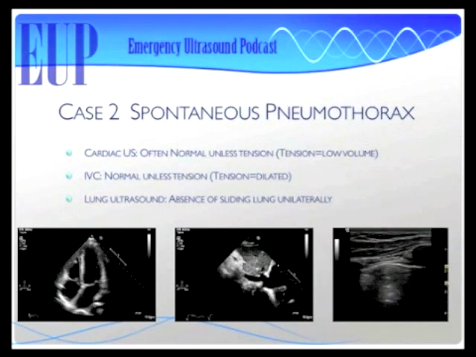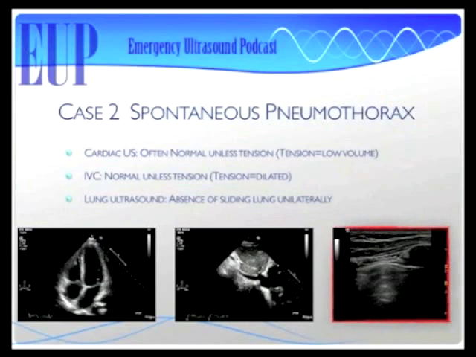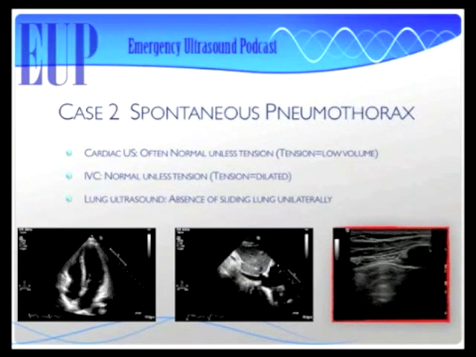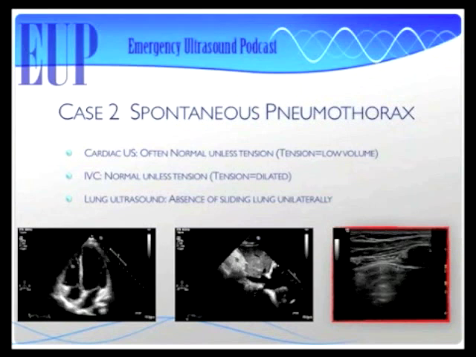And here we see that normal cardiac exam, the normal IVC, and then the big money winner here is that image all the way on the right, which is the pneumothorax, and you don't see any lung sliding on that particular image.